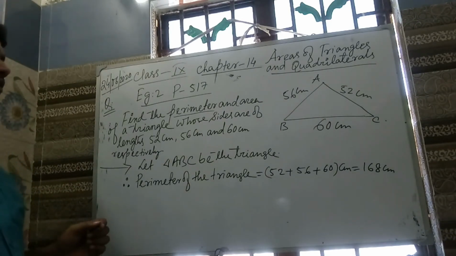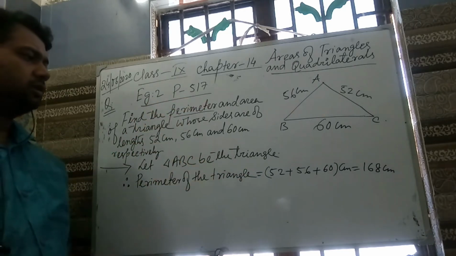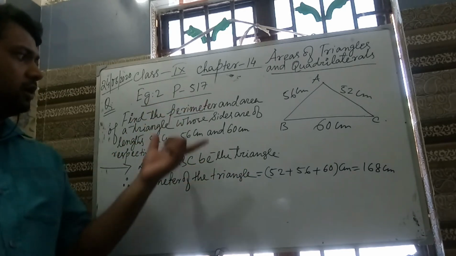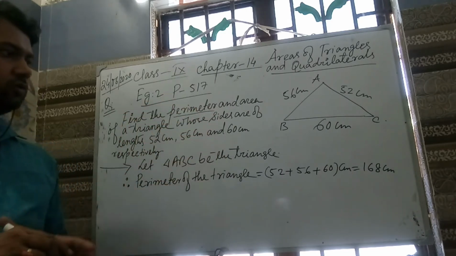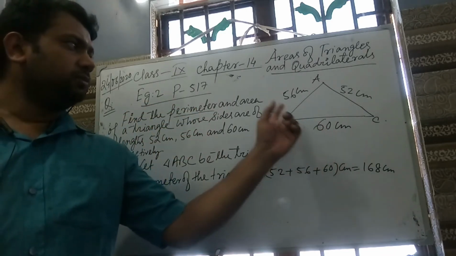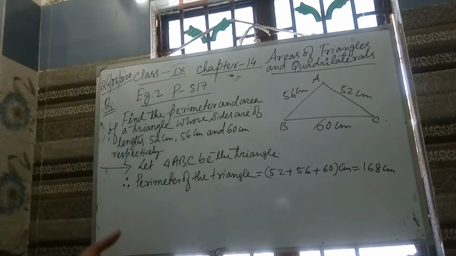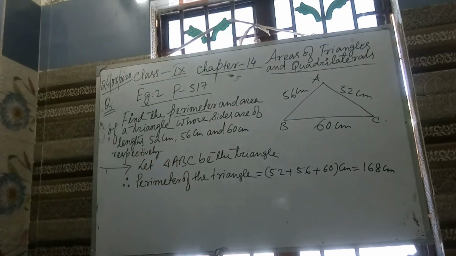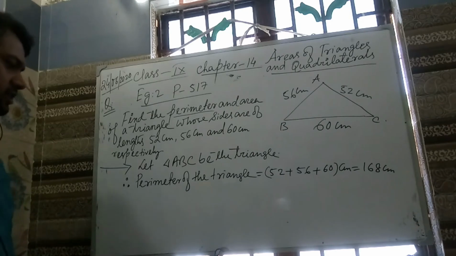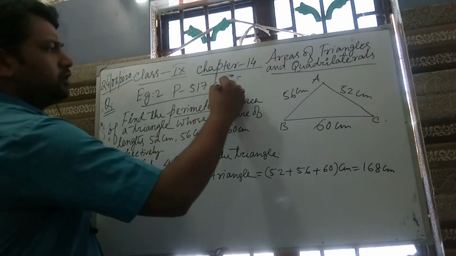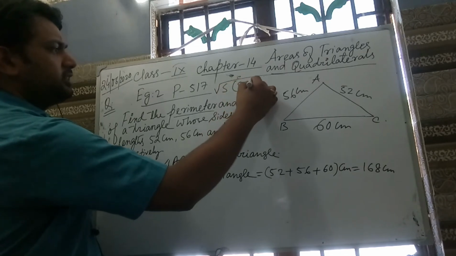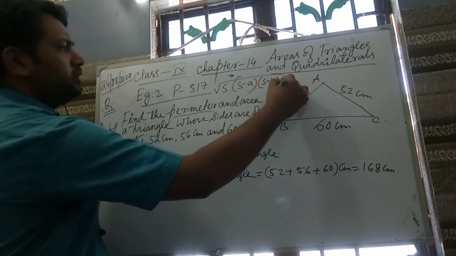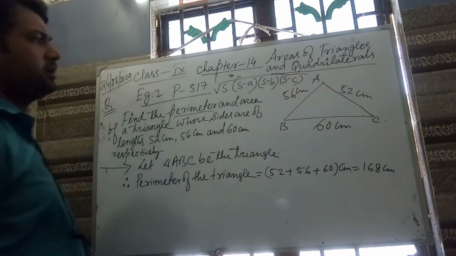Now perimeter we have already found out, and remember that unit of perimeter will be same with the units of the sides, and unit of area is always in square units. So perimeter is 168 centimeter. For the area part, we have to use the formula root over s into (s minus a) into (s minus b) into (s minus c). That is the Heron's formula.